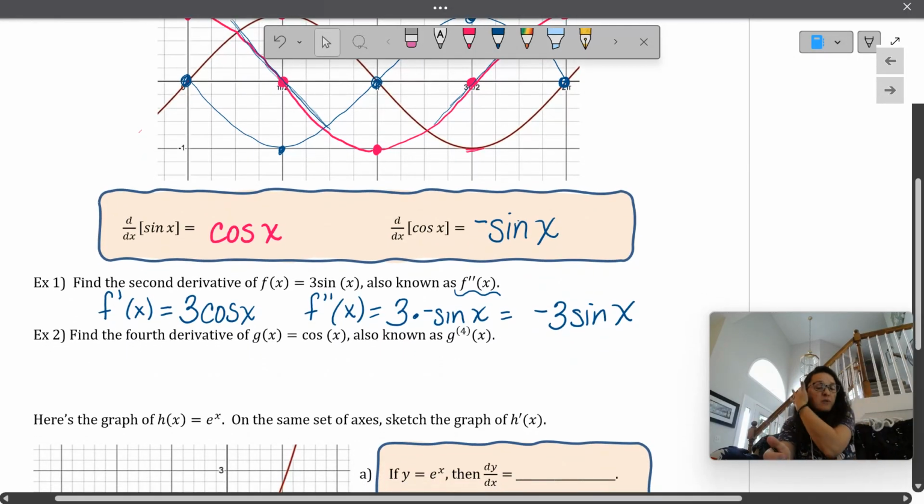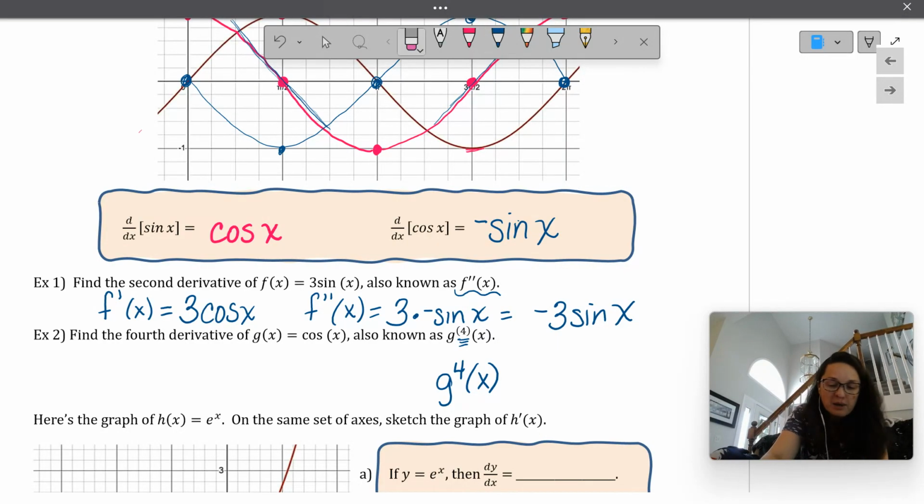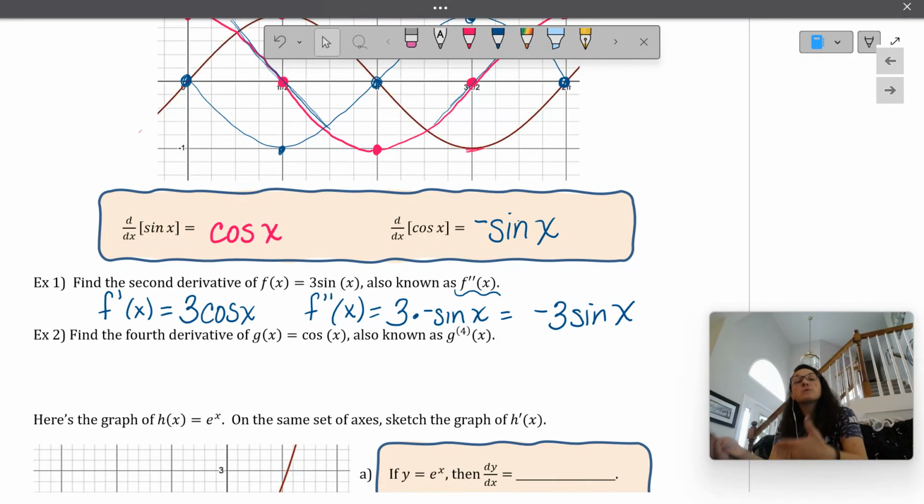The next one says find the fourth derivative of cosine x, also known as g with a 4 in parentheses of x. So here's what happens. The more derivatives we take, we don't want to just have to count apostrophes because that would be annoying. So what we do instead is after 3 apostrophes, you just go to putting a number in parentheses. Why is it in parentheses? Because if we wrote it like this, that looks a lot like g to the 4th, and that's not what I mean. So the parentheses are the notation that got adopted to mean the 4th derivative of g.